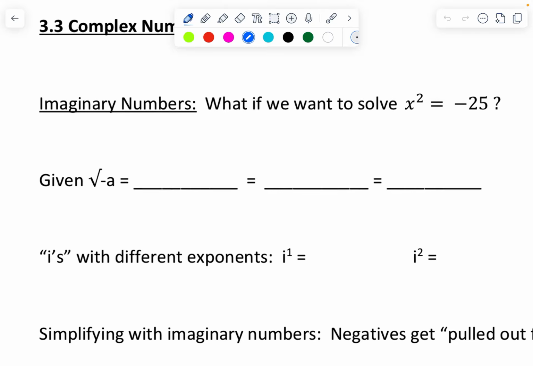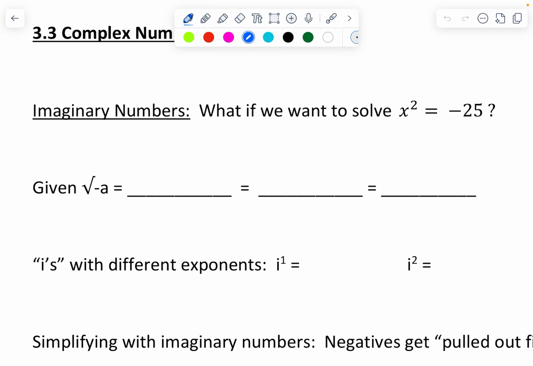Deep dive right into imaginary numbers. Imaginary numbers occur when we want to take the square root of a negative number. So if we had x squared is equal to negative 25, in order to solve, I would have to take the square root of both sides to get x by itself. But on the right-hand side, I have a negative number. Sure, it's a perfect square, but 5 times 5 does not give us a negative 25, and negative 5 times negative 5 does not give us a negative 25.